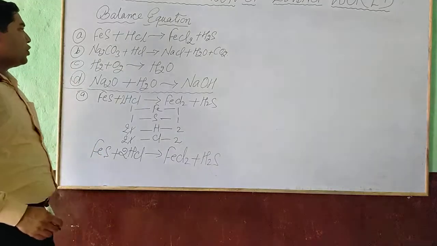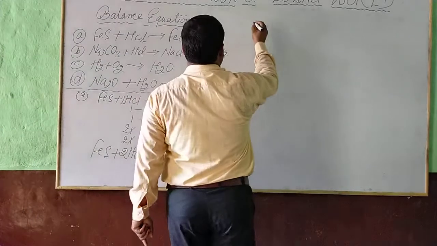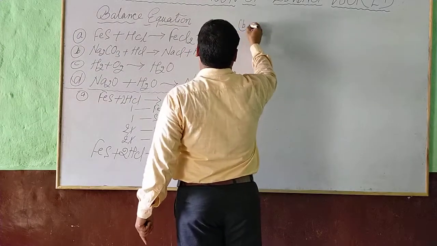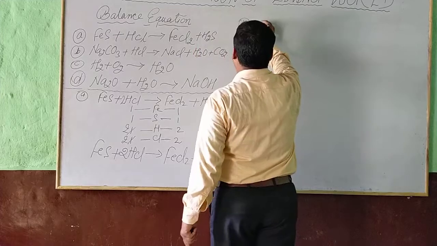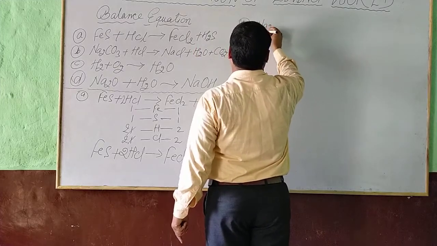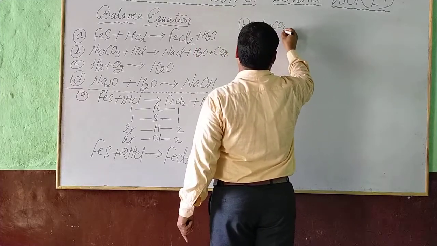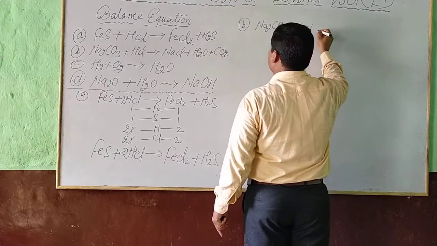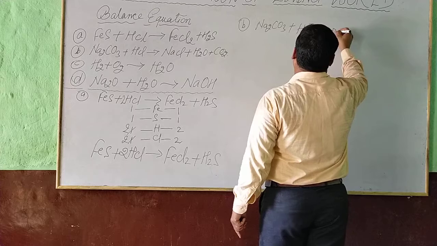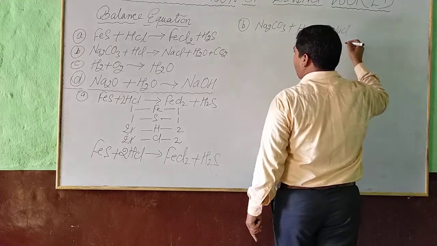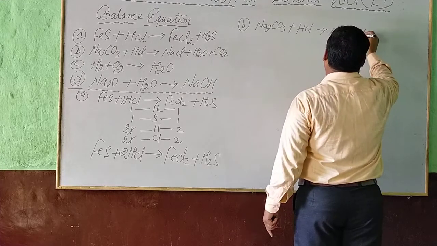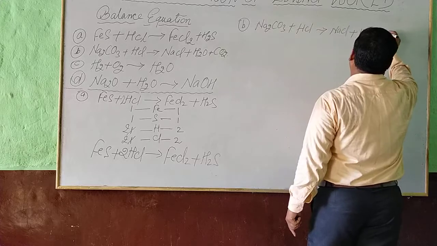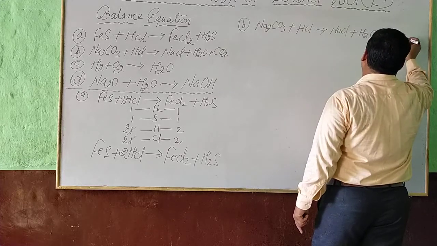Let us see question number B. Question number B: sodium carbonate reacts with hydrochloric acid and forms sodium chloride plus water plus carbon dioxide.